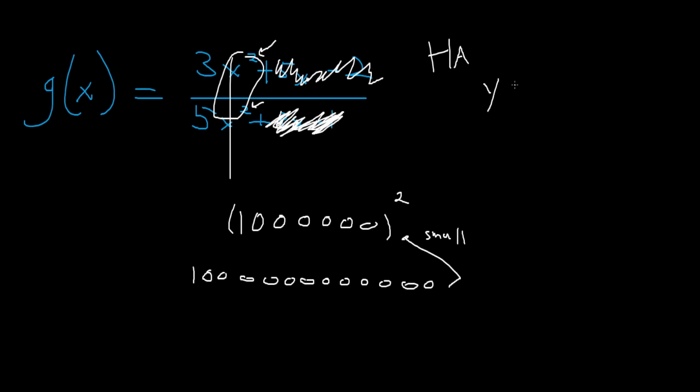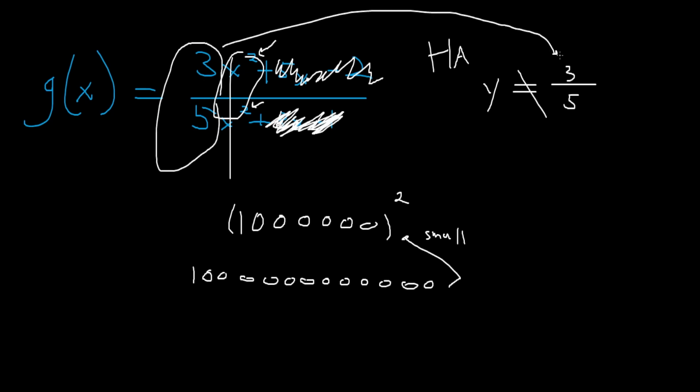So that means the y value we're not allowed to have for this guy is going to be 3 over 5. So if the highest powers of x are the same, you just use the numbers in front to make the fraction for your horizontal asymptote.